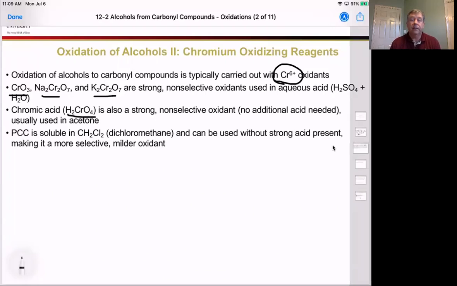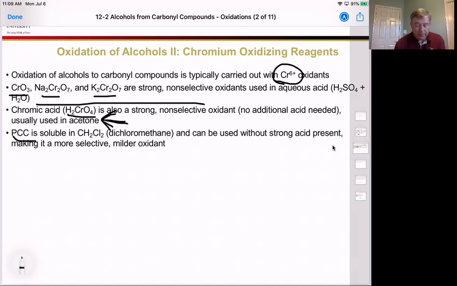You can also use chromic acid itself, with no additional acid required. And you can typically use acetone in this one for things that aren't water soluble. Notice your alcohol has to be water soluble in the chromic acid system. In the chromic acid system, you can use a ketone as your solvent here. The last oxidizing agent I want to talk about is called PCC. PCC is a milder oxidizing agent and is soluble in other materials like dichloromethane. Now, the dichloromethane does not participate in the reaction, but it acts as a solvating agent.